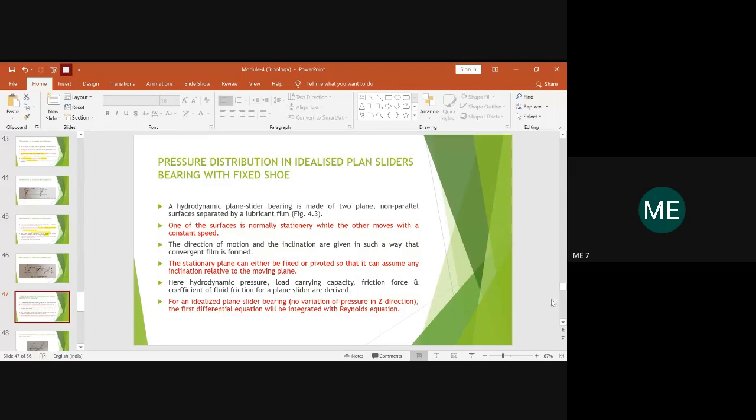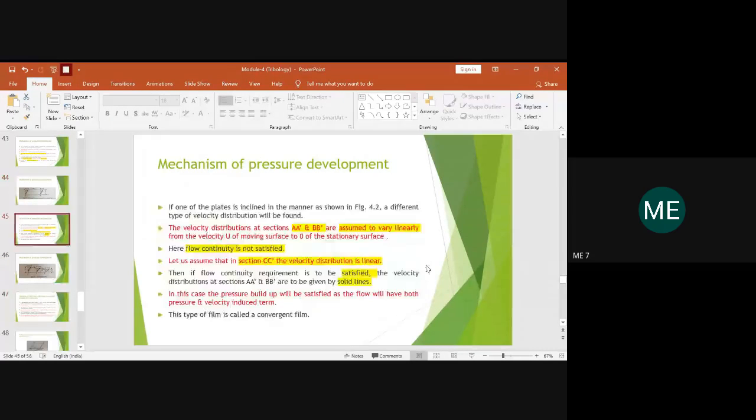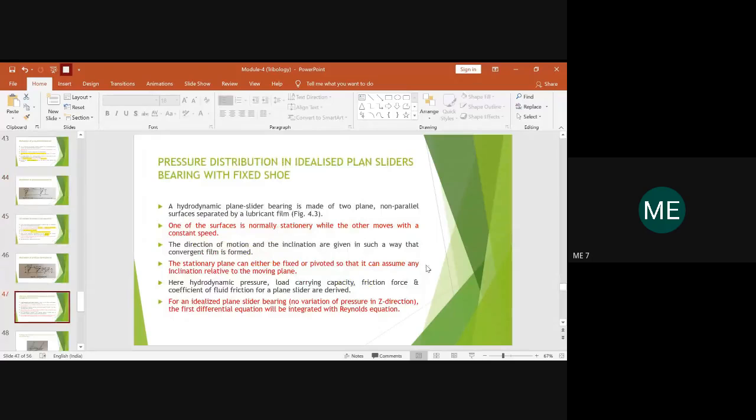Okay. So if that is the case, next we should go on to derive the equations to determine the pressure distribution, the load bearing capacity, and the coefficient of friction which come across in an idealized plane bearing with a fixed shoe. This is the next topic in module 4 related to plane sliding bearings. To come to this, you should know the concept of pressure distribution. Without that, it is difficult to start, right? So you should know all the prerequisite concepts and background related to what you are studying.